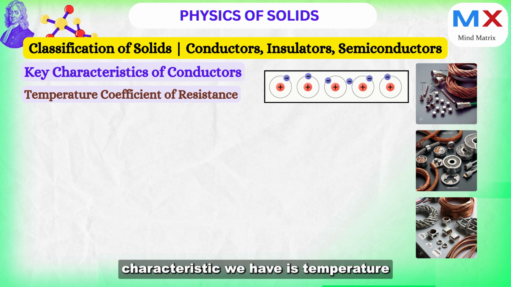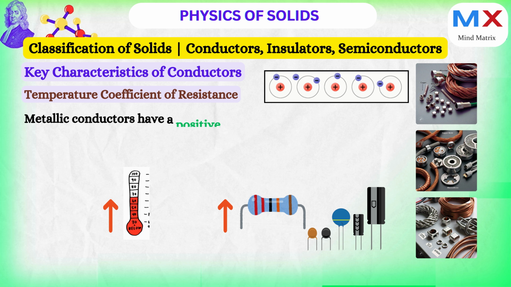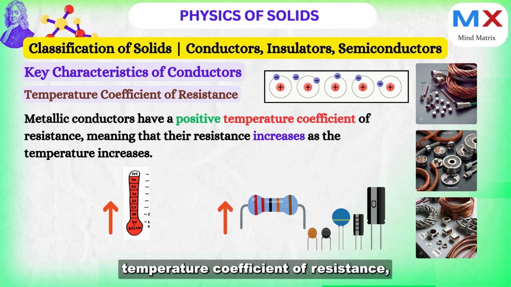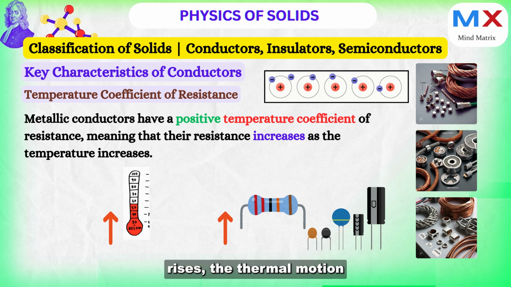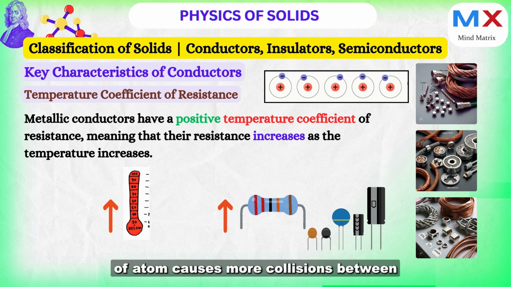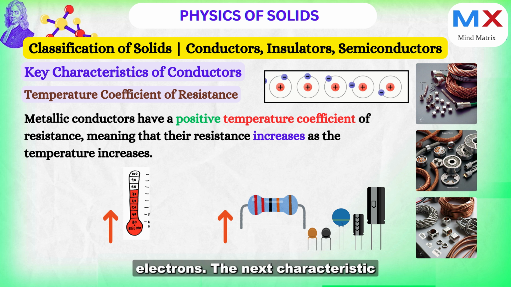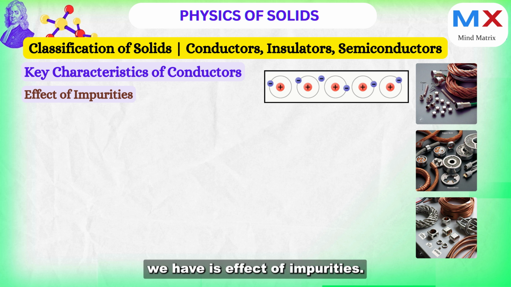The fourth characteristic we have is temperature coefficient of resistance. Metallic conductors have a positive temperature coefficient of resistance, meaning that their resistance increases as the temperature increases. As the temperature rises, the thermal motion of atoms causes more collisions between electrons and atoms, hindering the flow of electrons.